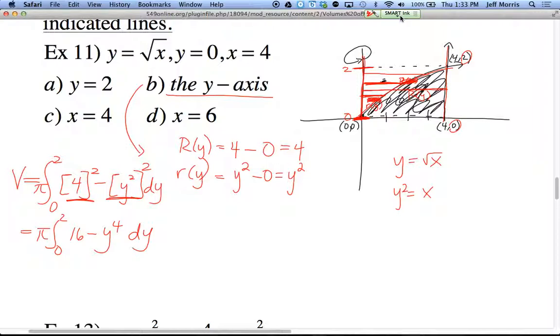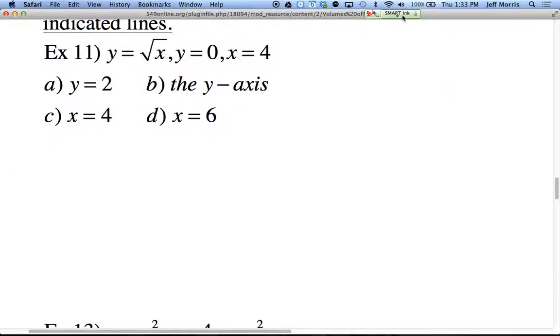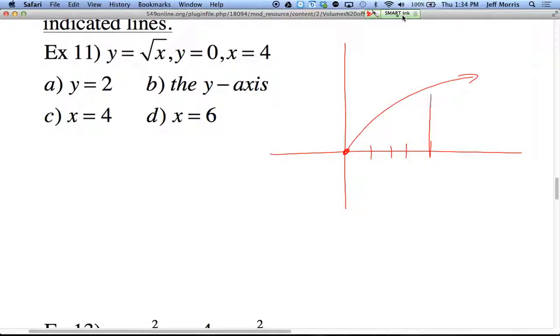Part C. Let's do that one. Rotate another one on that one. Vertical axis of rotation. Get it right, Jeff. So we got the square root of x, 1, 2, 3, 4. Go back and sketch the region again. Here's the area we're trying to rotate. We're going to rotate it around the vertical line, x equals 4.